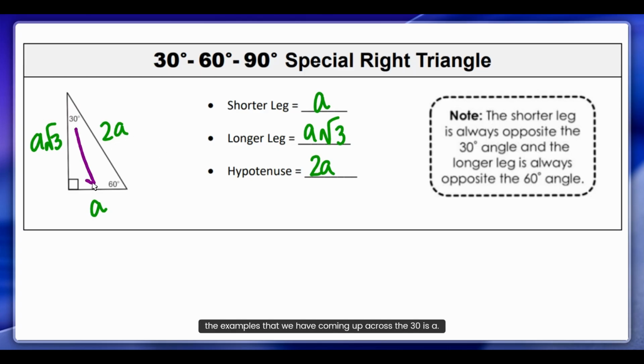Across the 30 is a, and across the 60 is a square root of 3. And your hypotenuse is across the 90, that is 2a. Right? So just make sure that we understand how to label this because this could cause some issues if we label incorrectly. What we have here off to the right is a note of what we mentioned in the beginning, that the shorter leg is always opposite the 30-degree angle and the longer leg is always opposite the 60-degree angle.